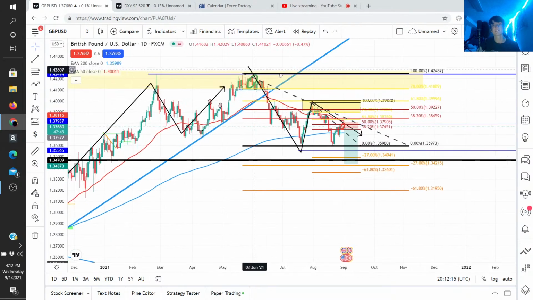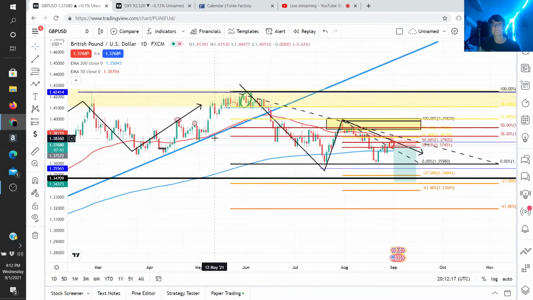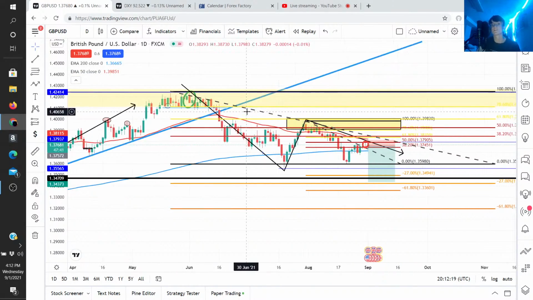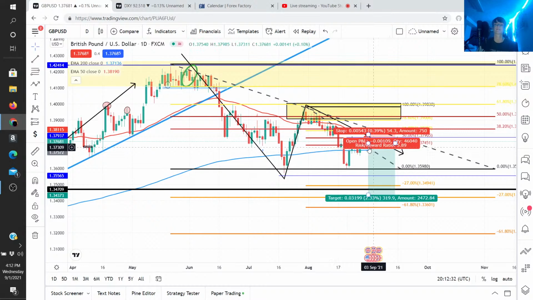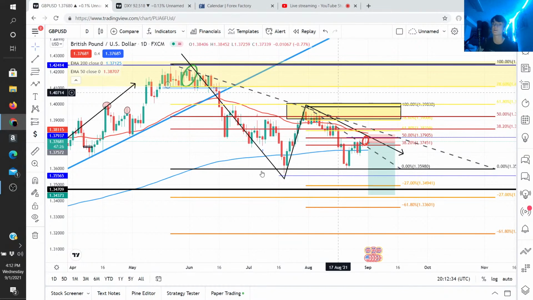And if you look at the very top of the resistance, we see bearish engulfing candles, okay? That means the banks at the very top of the daily chart are pushing price down. On top of that, we're breaking off the moving averages. We're coming down towards the 200 EMA. So right now, I do have to say this is a very pivotal point in the trade for Great Britain pound against US dollar.